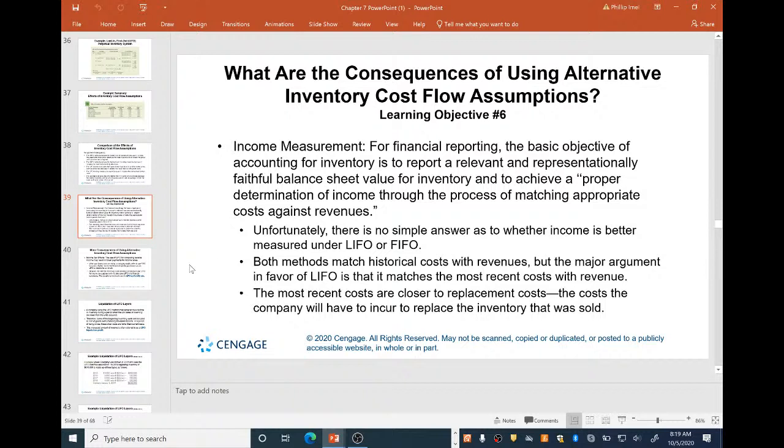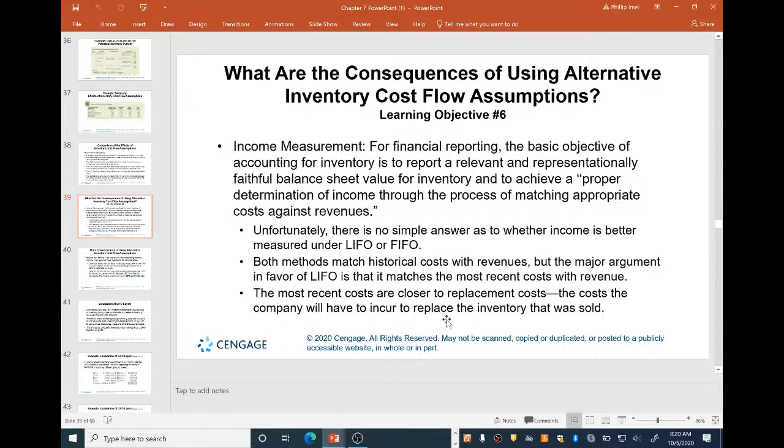Okay, so let's talk about this one for just a second now. What are the consequences of using alternative inventory cost flow assumptions? So under income measurement, obviously, if we use different assumptions, the income measurement is going to be different. It says here for financial reporting, the basic objective of accounting for inventory is to report a relevant and representationally faithful balance sheet value for inventory, and to achieve a proper determination of income through the process of matching appropriate cost against revenue. So once again, here's our matching principle coming back right here.